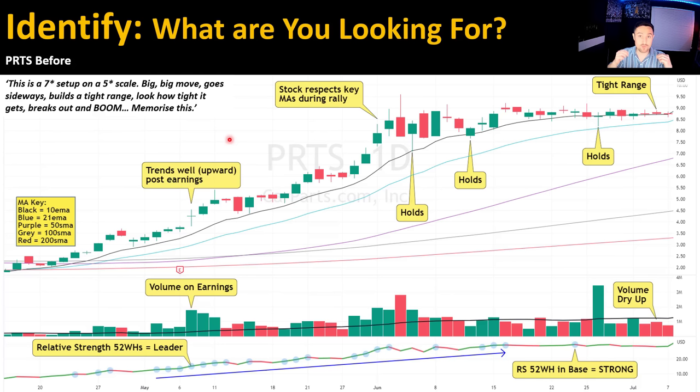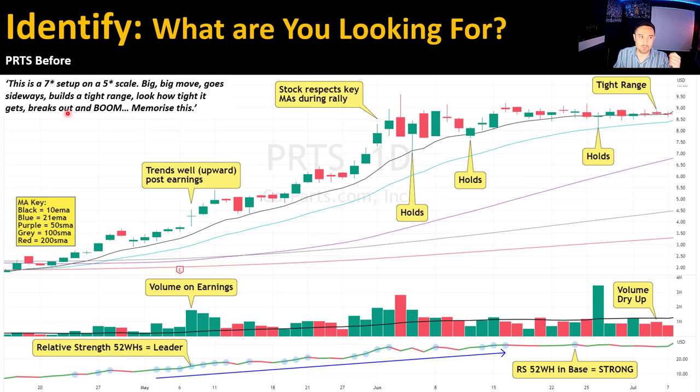So these are quotes from Qullamaggie, and he's specifically talking about the setup that I am showing you. So this is coming from the horse's mouth. PRTS, this is a 7-star setup on a 5-star scale. Big, big move. Go sideways, builds a tight range, look how tight it gets, breaks out, and boom, memorize this.